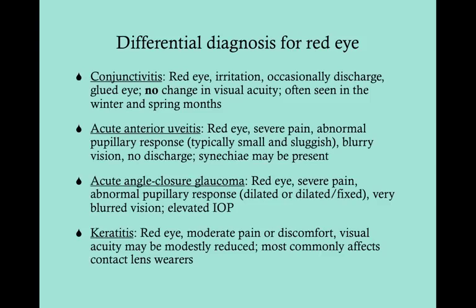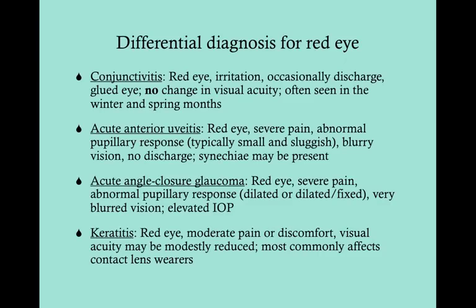But what there is notably is an absence of change in visual acuity. It doesn't affect the patient's ability to read on the Snellen chart. They don't have blurry vision. And often you see conjunctivitis in the winter and spring months. So during this time of the year that I'm recording this, November through April, your suspicion for conjunctivitis should be higher than in the summer months.